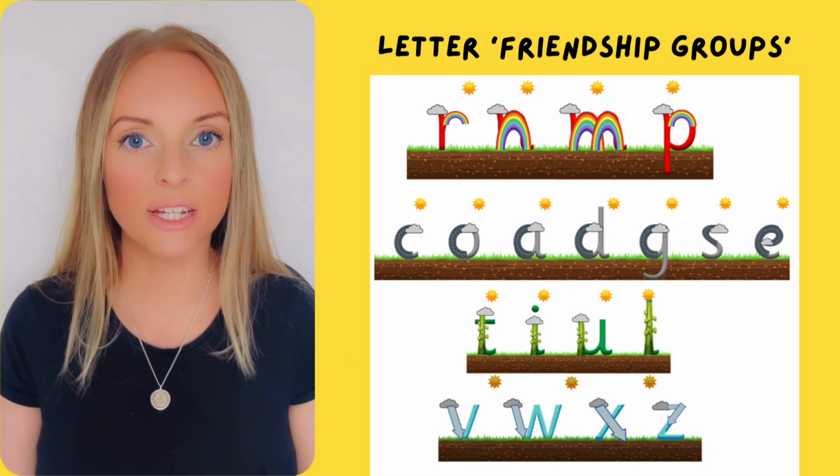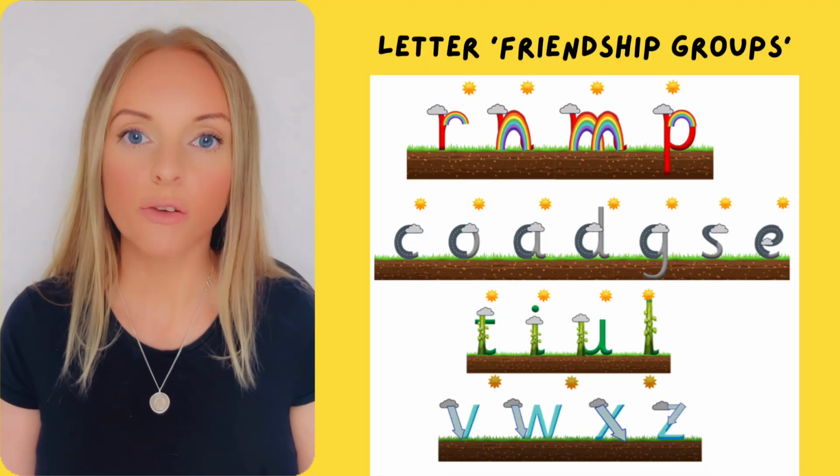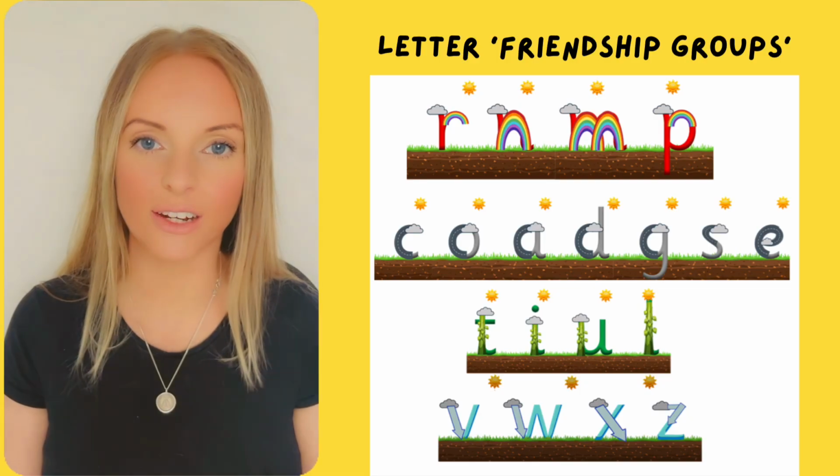Each letter is grouped into a friendship group. They are grouped by the way that they are formed. There are 4 groups: the Rainbow Pals, Bendy Friends, Beanstalk Buddies, and the Lightning Lot.